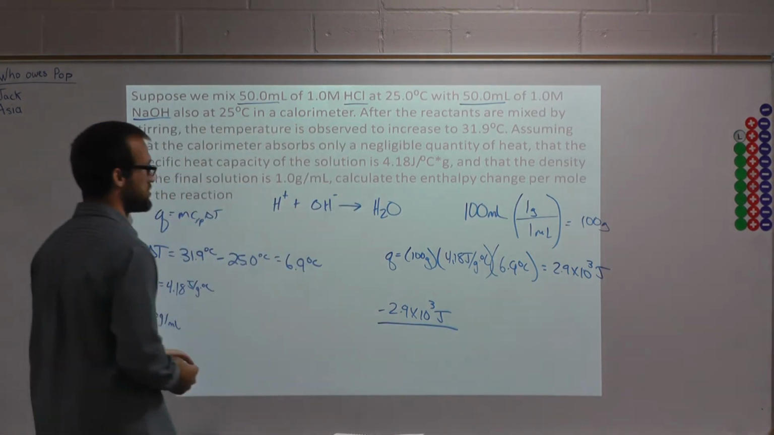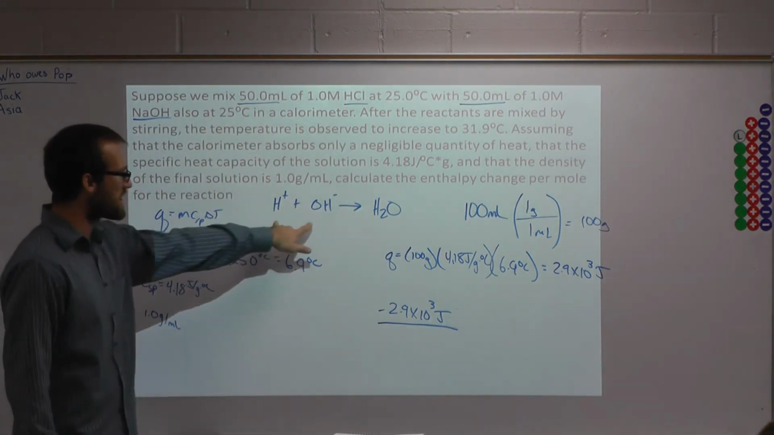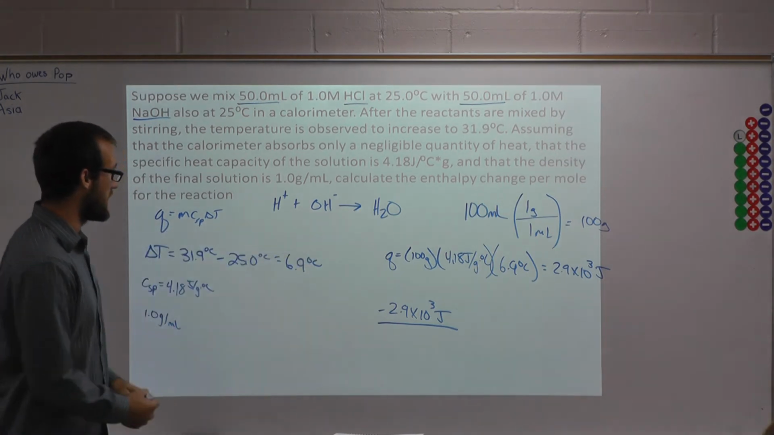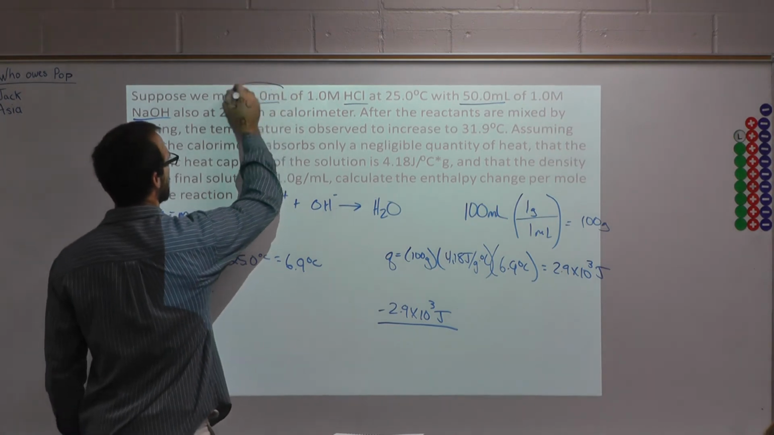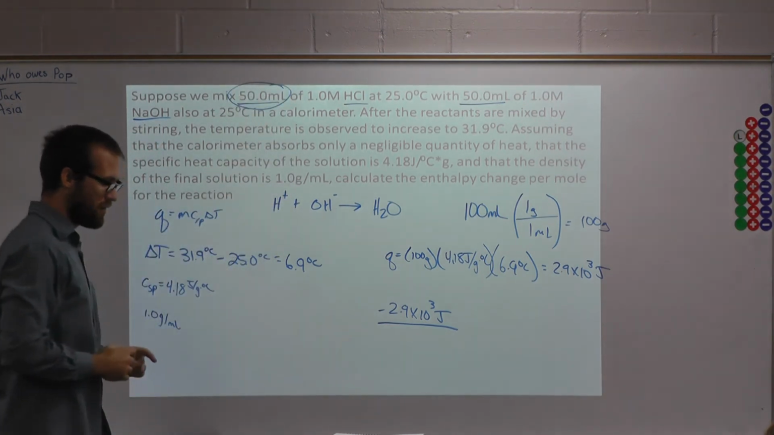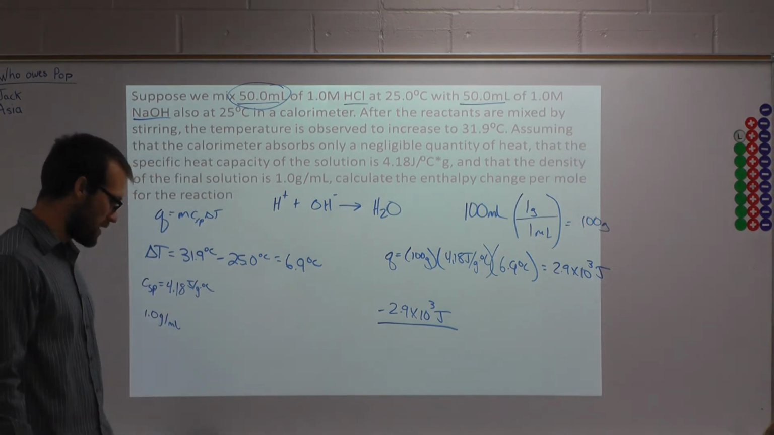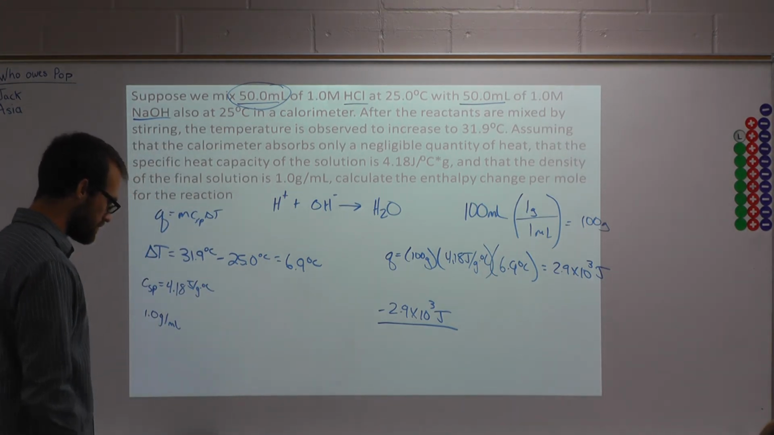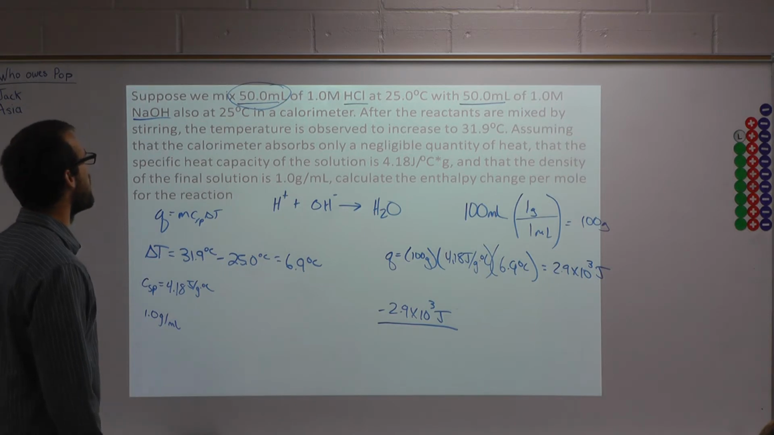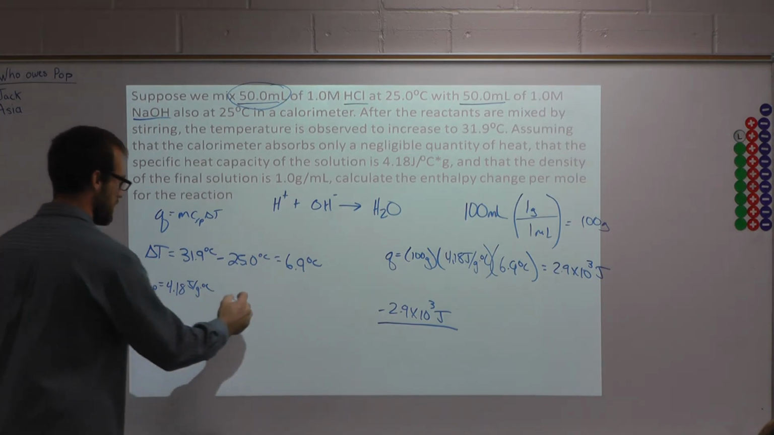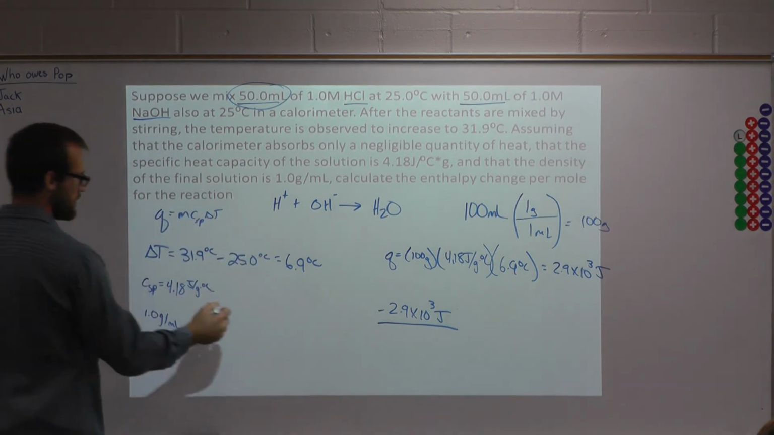This is where it becomes a little tricky. Here's the reaction. Everything's a 1-to-1 ratio. So I could take my volume there, right? I can convert that to liters. Then I can figure out how many moles per liter I have. Let me show you. I'm going to do it right here.